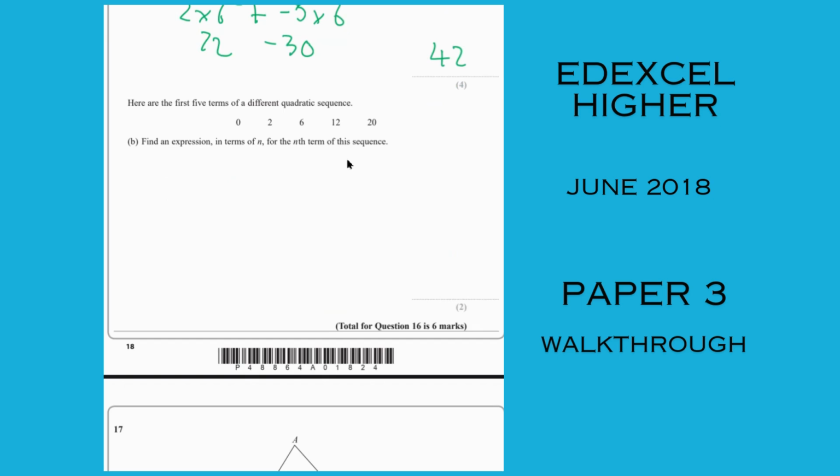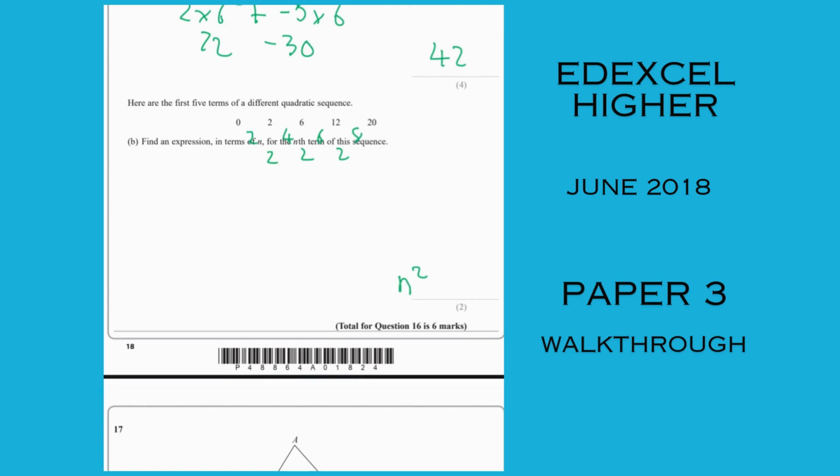Bit more standard here. Find an expression for the nth term. So you look at differences, goes up by 2, up by 4, 6 and 8. And you look at your second differences, 2, 2, 2. Half of that is 1, so we know the sequence is going to be 1n squared.